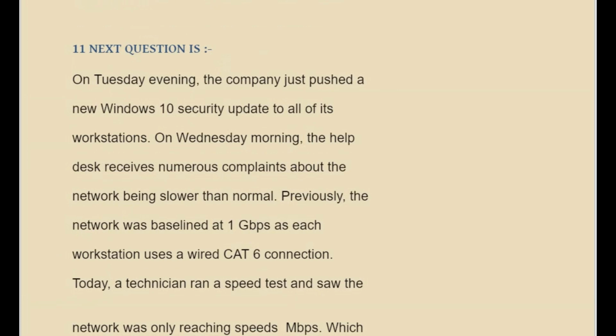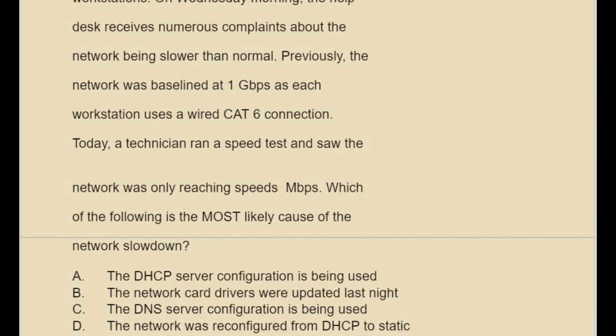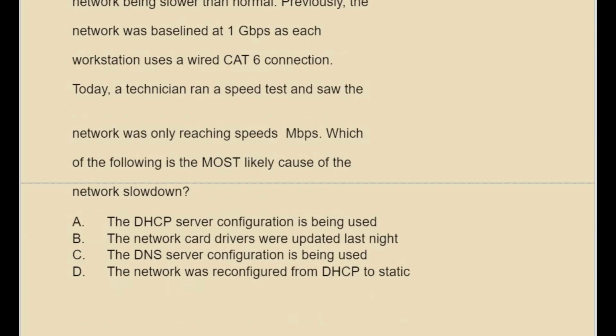Question is, on Tuesday evening, the company just pushed a new Windows 10 security update to all of its workstations. On Wednesday morning, the help desk receives numerous complaints about the network being slower than normal. Previously, the network was baselined at 1 Gbps as each workstation uses a wired Cat6 connection. Today, a technician ran a speed test and saw the network was only reaching speeds Mbps. Which of the following is the most likely cause of the network slowdown?